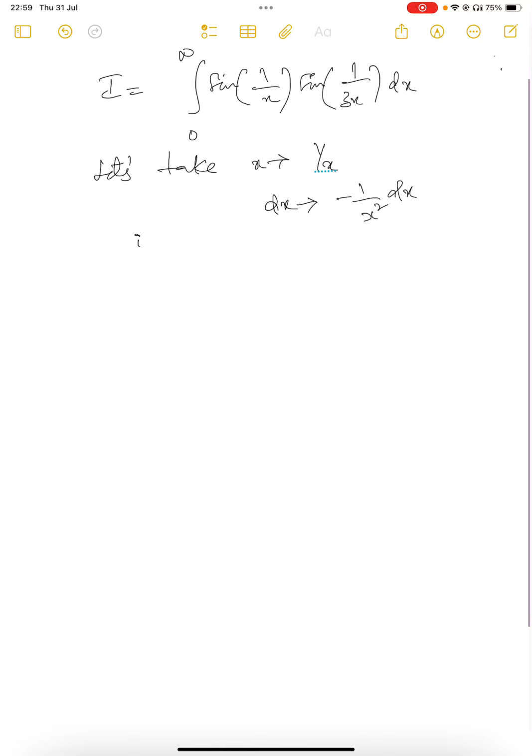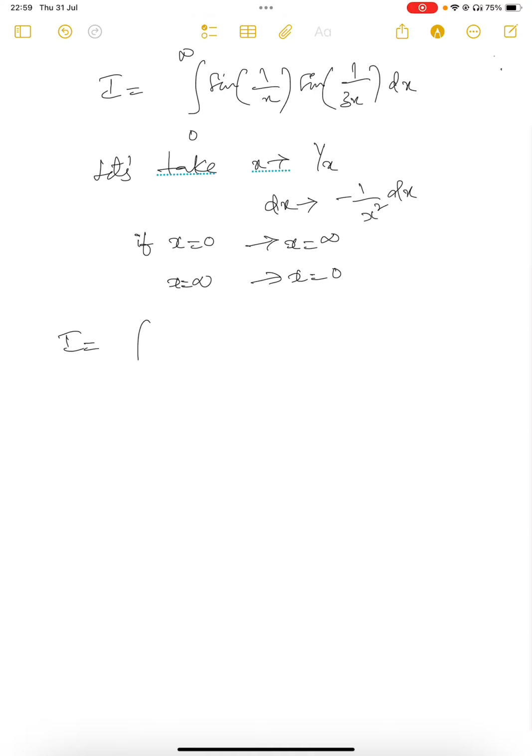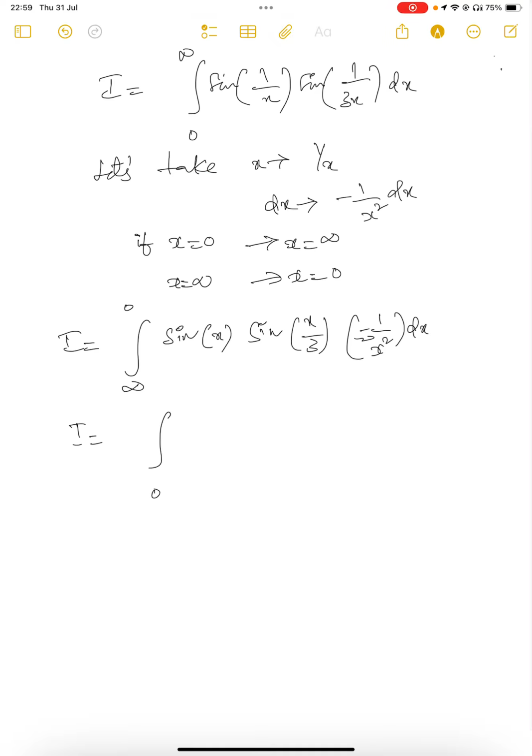Right? If x equal to 0, then the new x will turn into infinity. If x equal to infinity, then this will turn into 0. Then that is integral infinity to 0 sine of x, sine of x by 3, minus 1 by x square dx. Because of this minus sign here, the integral limits get changed.